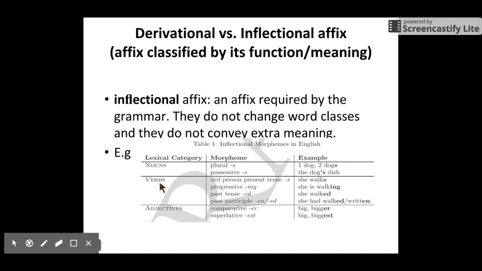And we have some examples for verbs as well. Third person singular present tense -s: she works. What is the meaning of this -s? This is a tricky question because it does not have a solid meaning. It is just a grammatical function. We have other inflectional affixes as well: -ing, -ed, -en. And for adjectives, we have comparative and superlative.